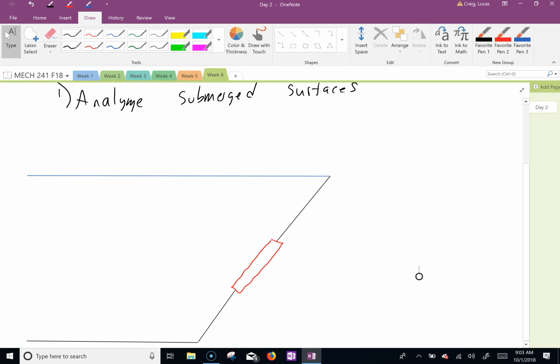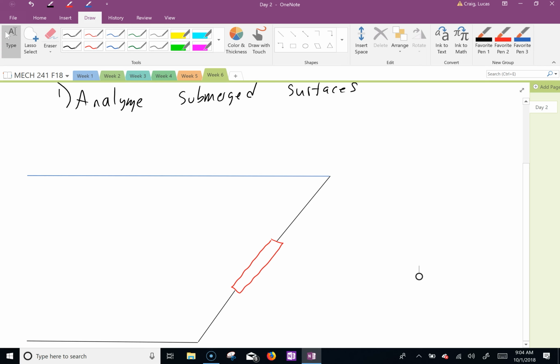All right. So today we're going to analyze submerged surfaces. I'll go through quickly how we do it, which is very similar to what you have been doing. And then we'll go through a practice problem that I actually did in PowerPoint step by step. And I'll post that for you, so you can either take notes or you can wait for it to come up.